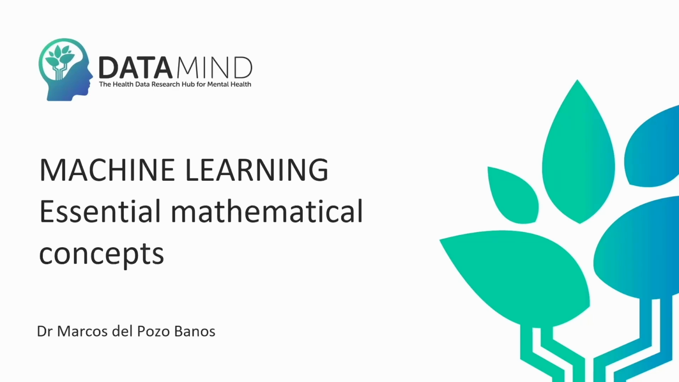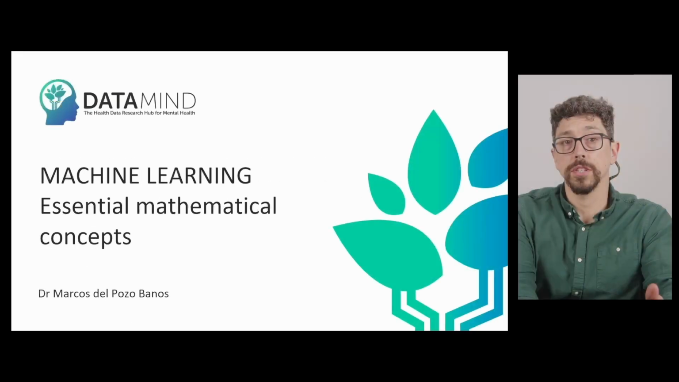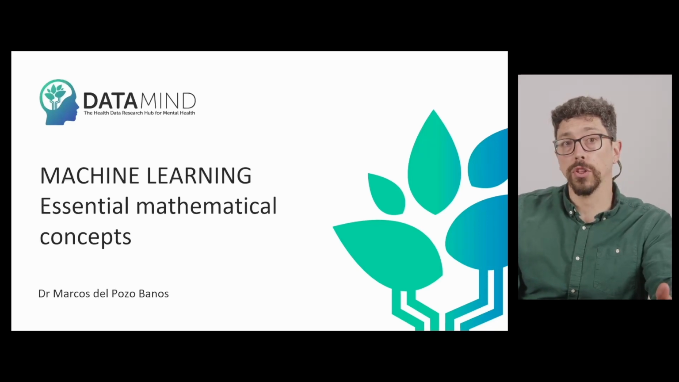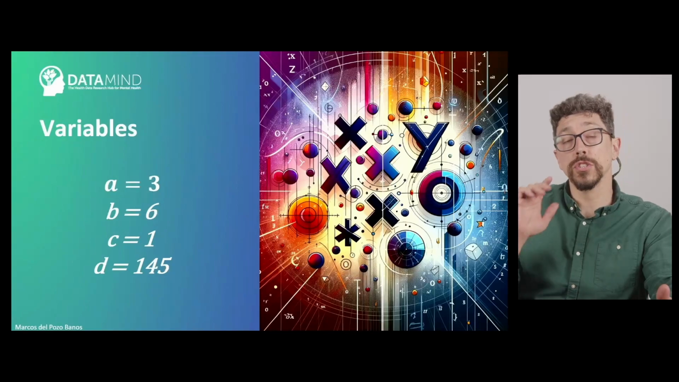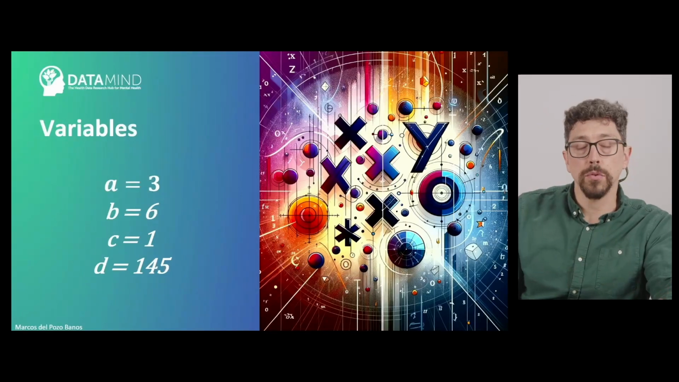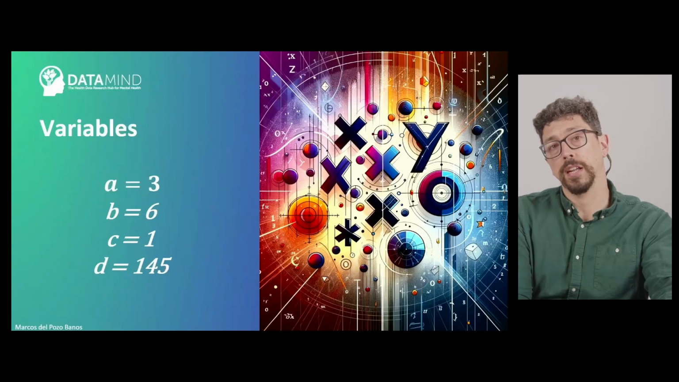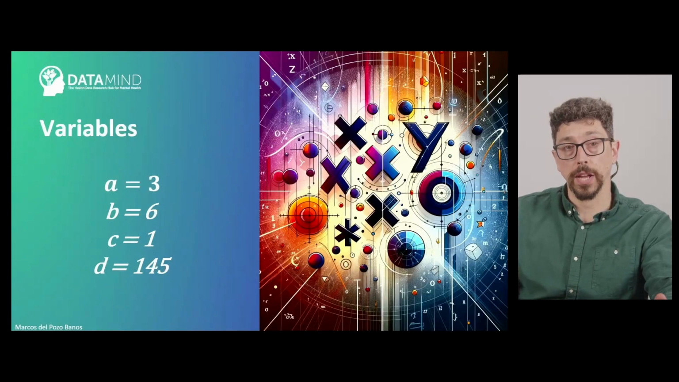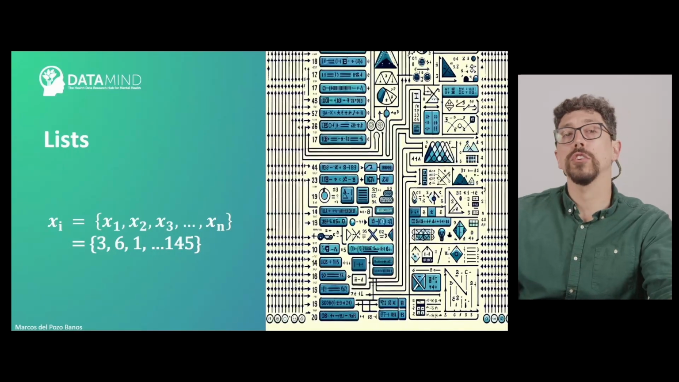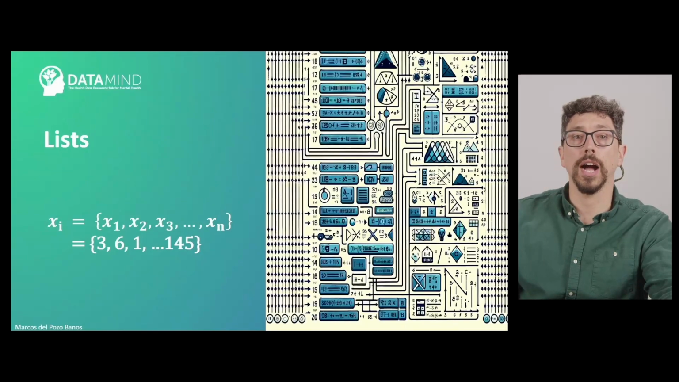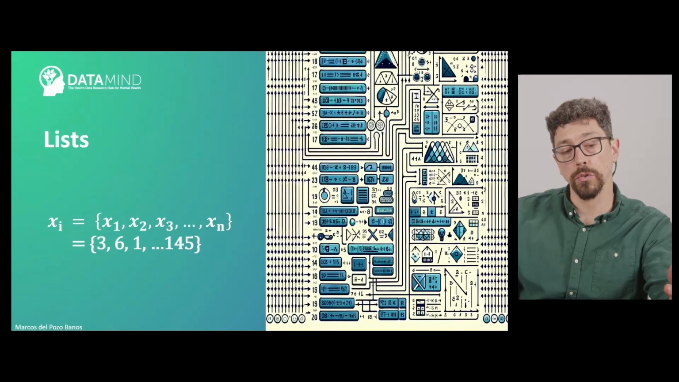We're going to look at the essential mathematical concepts necessary to understand machine learning algorithms. And the first concept is that of a variable. A variable is a mathematical object that represents a value, and it can have a very specific value assigned to it. We can also have lists of variables. In this case, we are referring to each element in the list using the subscript index. So x2 will be the second element on that list.